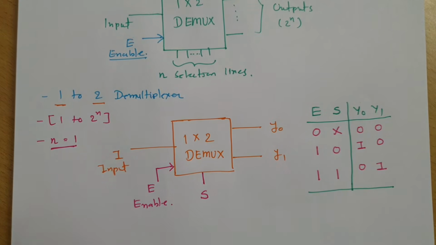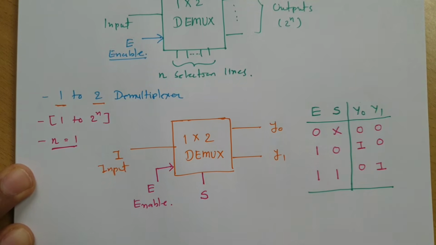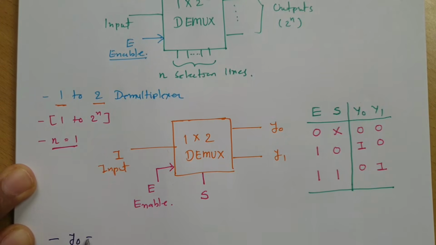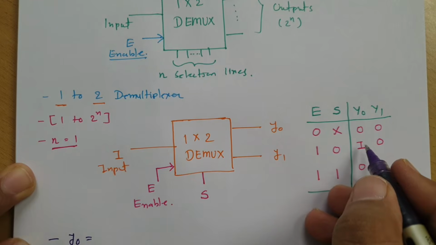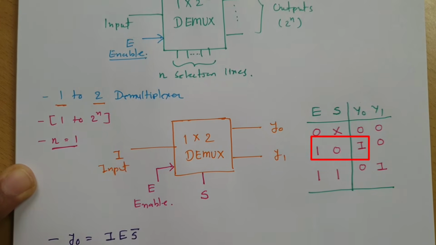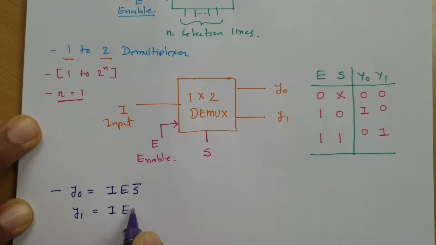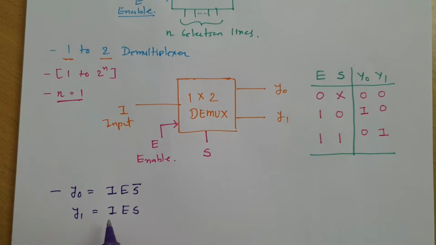Now based on this we can identify the Boolean expressions for y0 and y1. I am writing it: y0 is equal to input when enable is 1 and selection is 0, so selection bar, and y1 is equal to input when enable is equal to 1 and selection is equal to 1. These are the Boolean expressions for outputs y0 and y1, right?